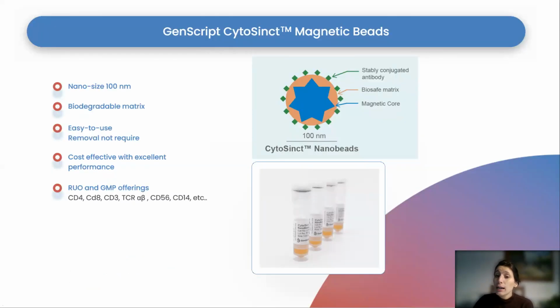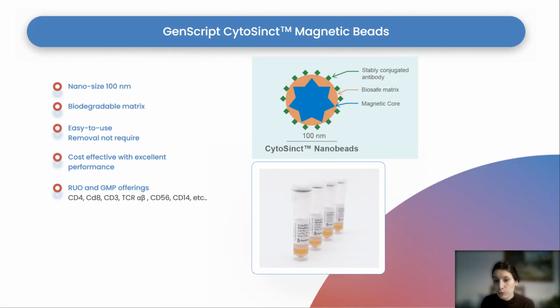So we have what we call the CytoSync platform. Specifically, we have magnetic beads that are nano-sized, about 100 nanometers. They're extremely stable, and what's really nice about them is that they're actually biodegradable. So the additional steps that are typically done to remove any kind of the magnetic bead setup when you're working with cells is really not necessary here because they are biodegradable. Another very important factor here is that they're extremely cost efficient with excellent performance. I would say we have one of the top performances in the market.